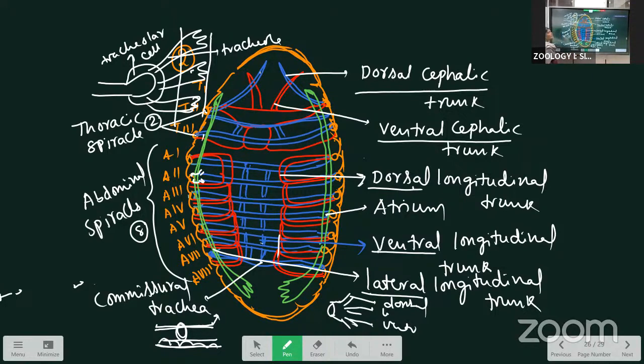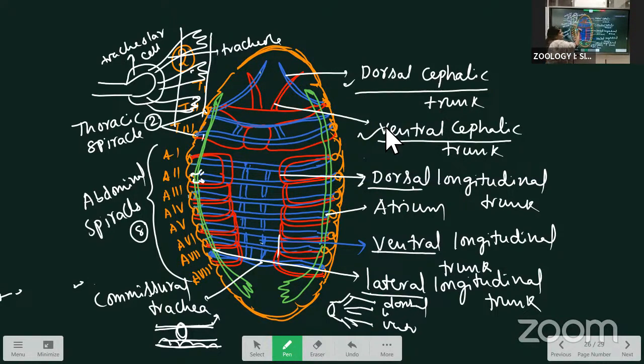Here, this one is about the trachea. The trachea in the thoracic region have a number of horizontal tracheae. They are connected with each other and form 2 trunks. They are called the dorsal cephalic trunk and the ventral cephalic trunk in the thoracic region.